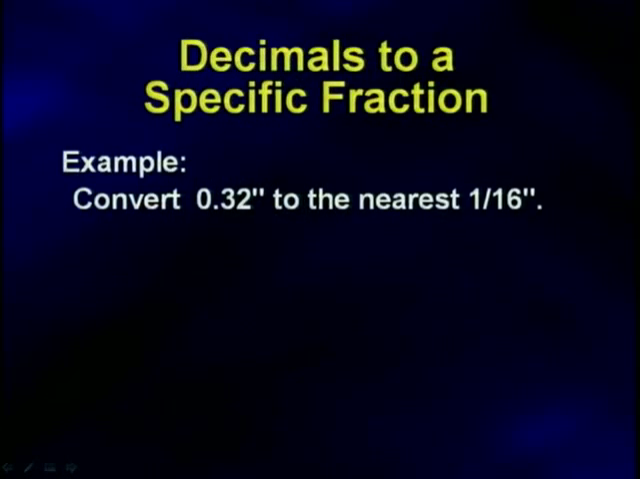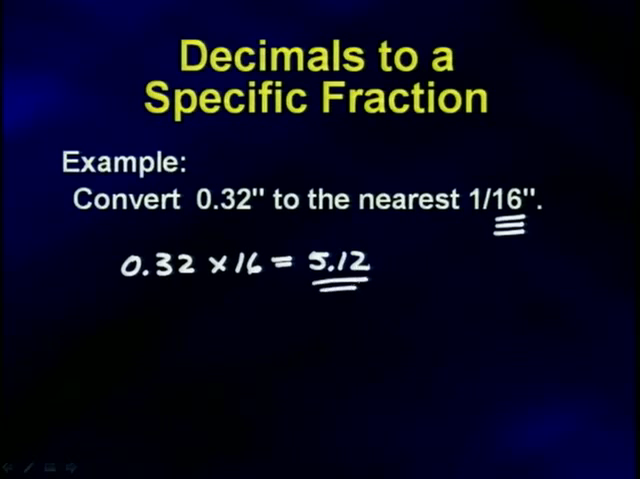Let's round 32 hundredths of an inch to the nearest 16th of an inch. So instead of multiplying by 8, this time I'm going to multiply by 16 because we're trying to get to the closest 16th. So 0.32 times 16 is 5.12. I'm going to round that to the nearest whole number, which is 5. So that's going to give me that 32 hundredths of an inch is equal to 5/16 of an inch, approximately. It's not exactly, but that's what we're going to round it to.